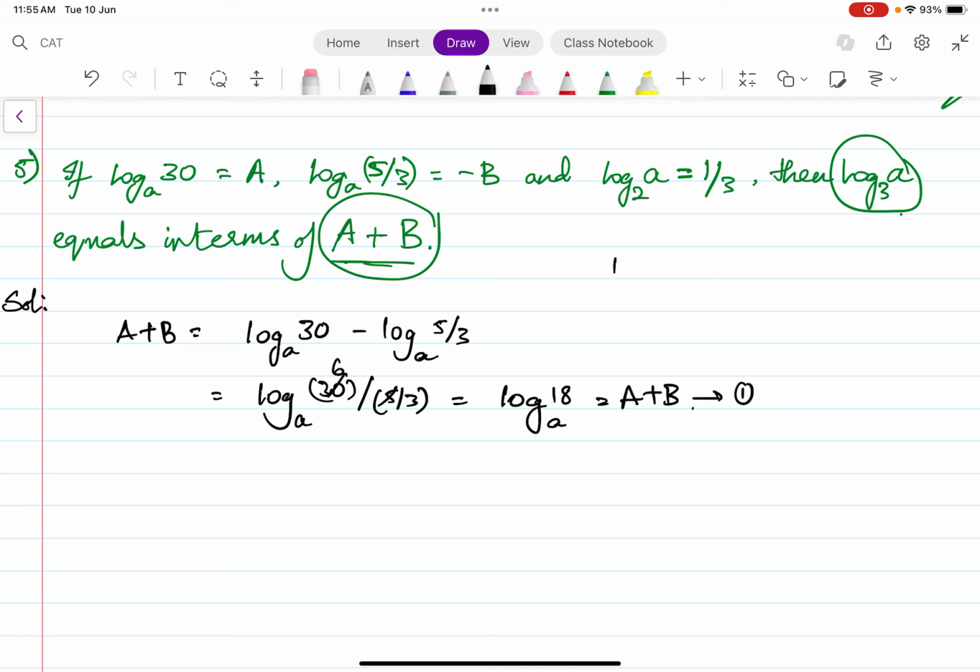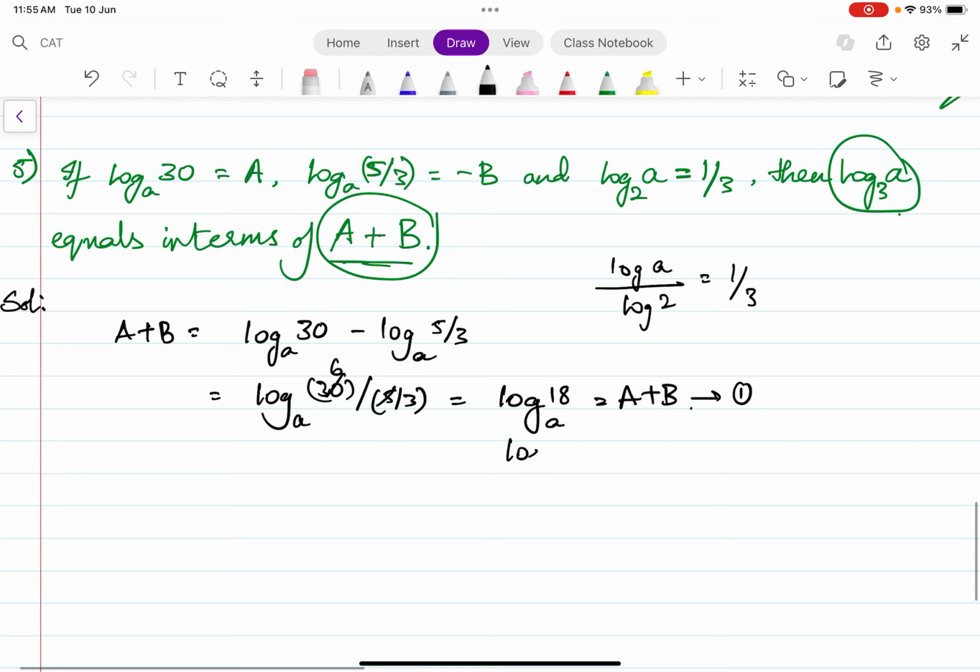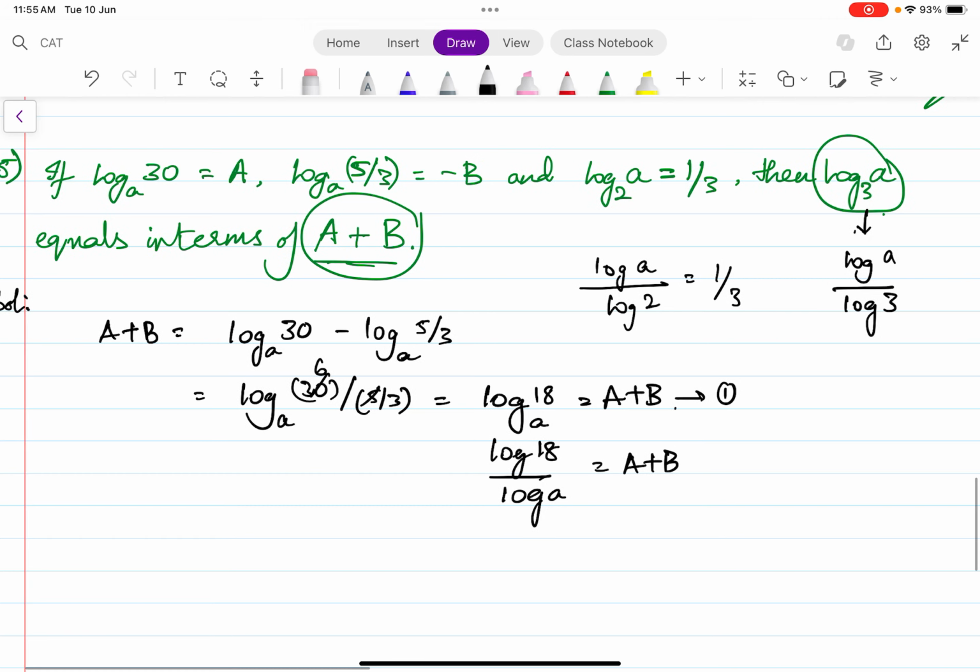Now you already know that log 2 to the base a is 1 by 3, correct? Now how can this be written? This can be written as log 18 by log a, correct, is equal to a plus b. What are they asking? They are asking log a by log 3, right? Now let me substitute log a's value here to get what? Log 18 divided by log a is what? Log 18 divided by log 2 by 3. So 3 comes here, is equal to a plus b.